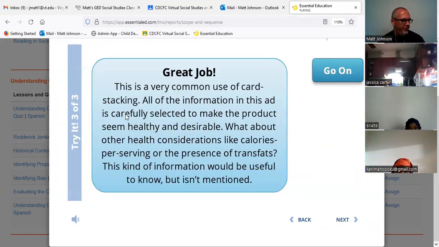This is a very common use of card stacking. All of the information in this ad is carefully selected to make the product seem healthy and desirable. What about other health considerations like calories per serving or the presence of trans fats? This kind of information would be useful to know, but it isn't mentioned.